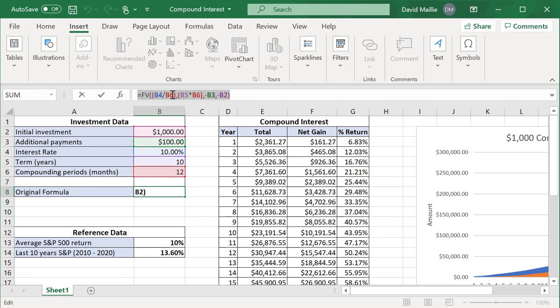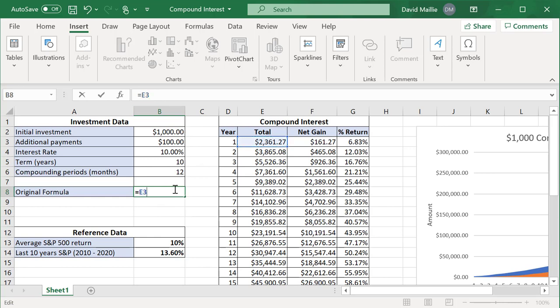So if you don't get this correct, make sure you understand this part here, you have to have B4 divided by B6, your interest rate divided by your compound periods. And then the second part with a comma in there, you have B5 times B6, which is your term times your compounding period. So if you have 10 years times 12, that'd be 120 compounded periods. If you have that here, you just go down the whole list.